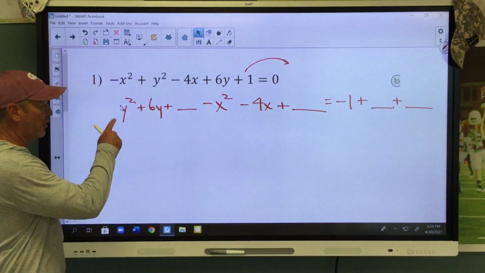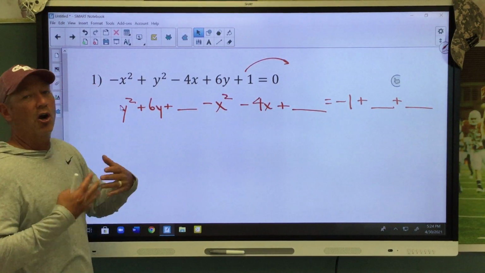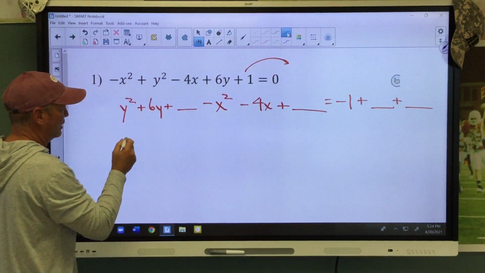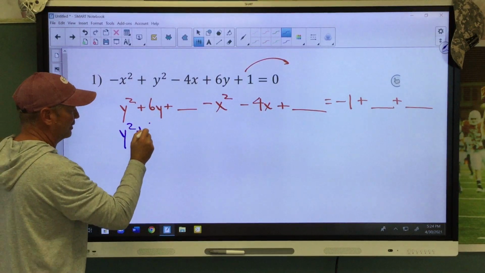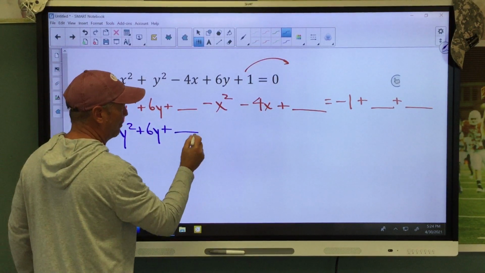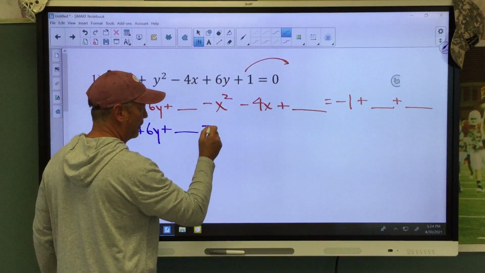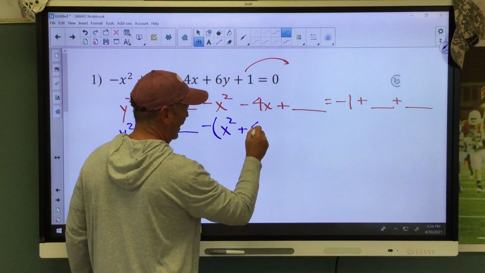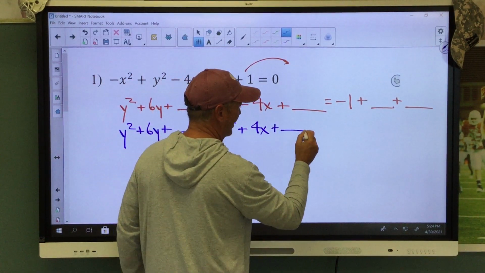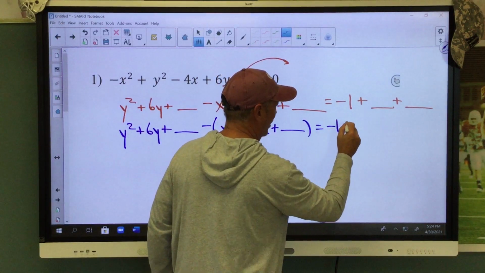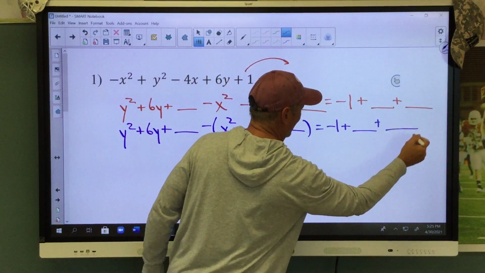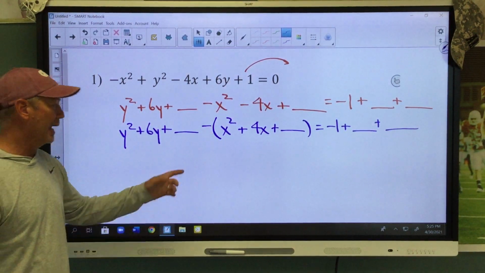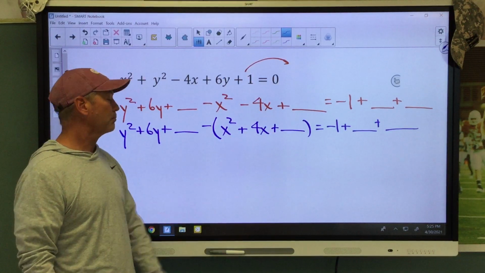I don't have anything in front of my y squared, so we're just going to hold off on the y's. So watch what I want you to do. I want you to keep coming. I want you to say y squared plus 6y plus blank, but I want you to factor away the negative. And that's going to give me x squared plus 4x plus blank equals negative 1 plus blank plus blank. Okay? I need you to pull away that negative. Okay? And since we factored, we're going to have to bounce.